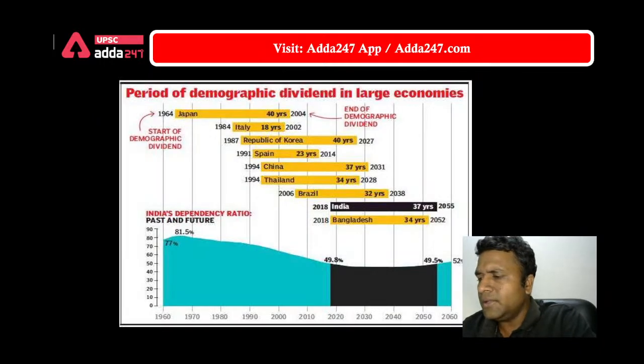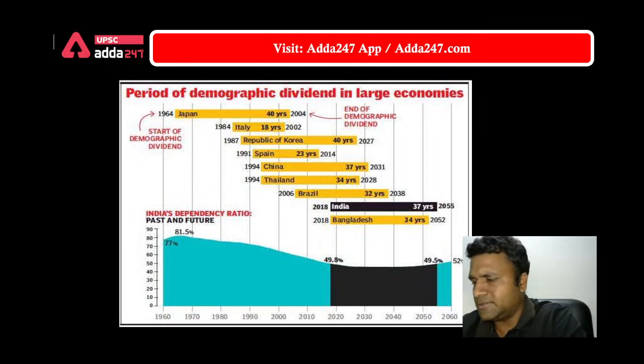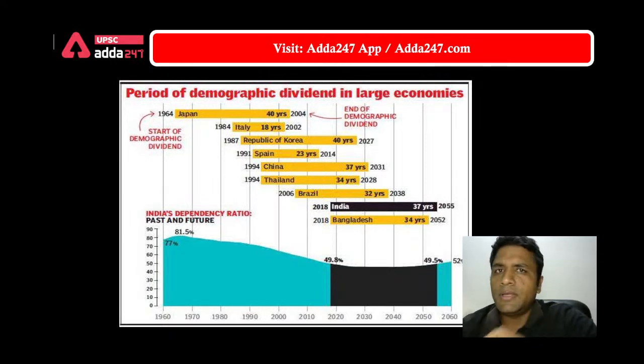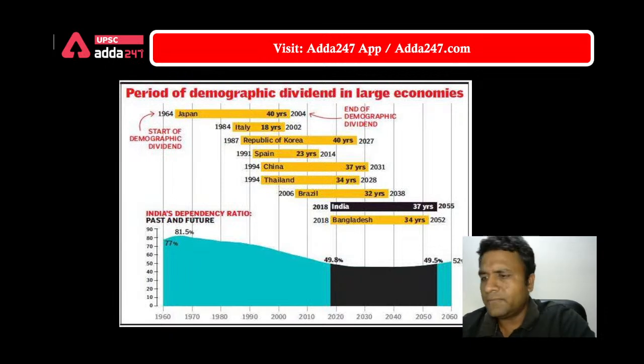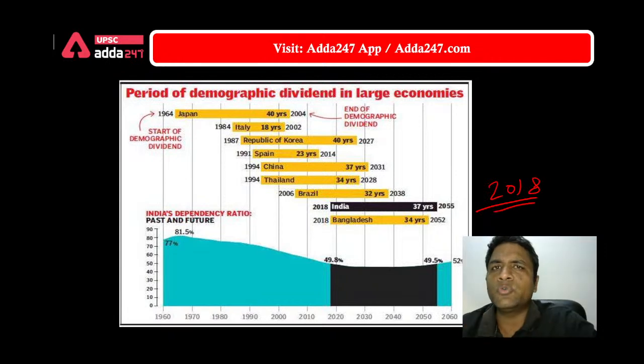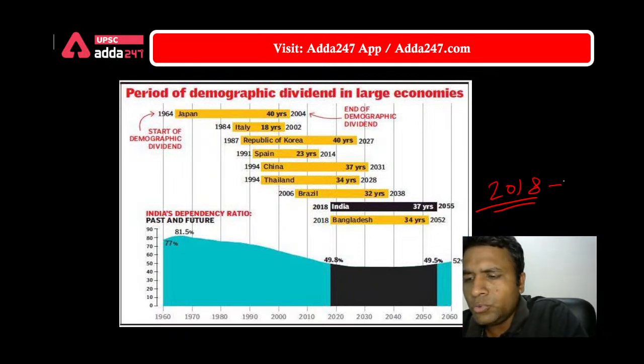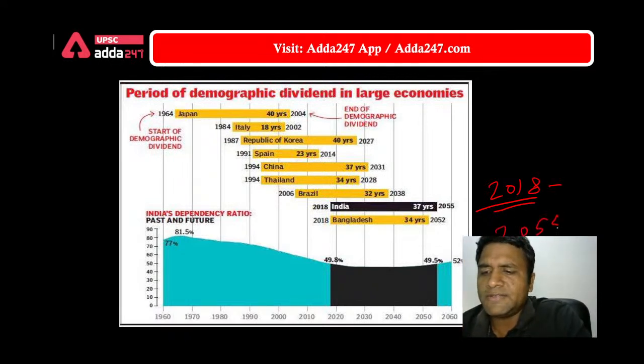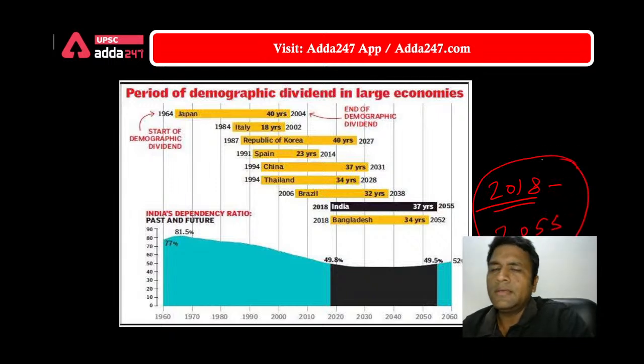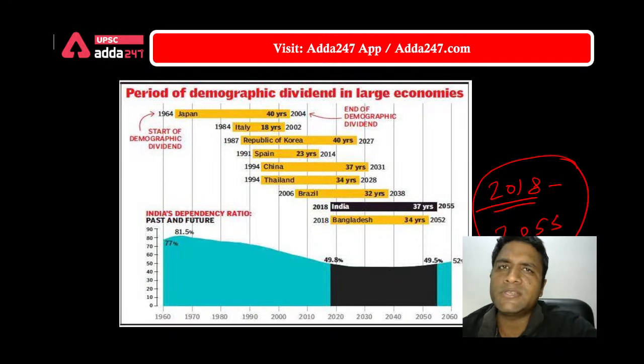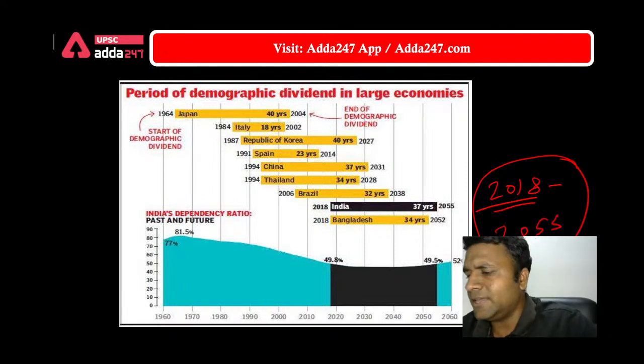Let us move forward and try to see the period of demographic dividend in large economies. If you see the Indian economy from 2018, it is said that the working age population is more than that of the dependent age population. So from 2018 to almost 2055, it is said that we will be having this demographic dividend, as in the working age population will be more than the dependent age population.